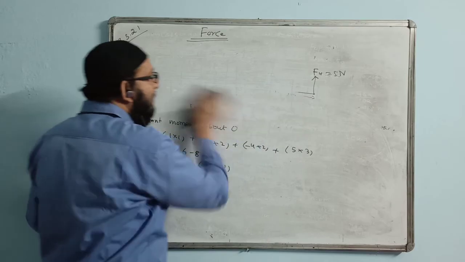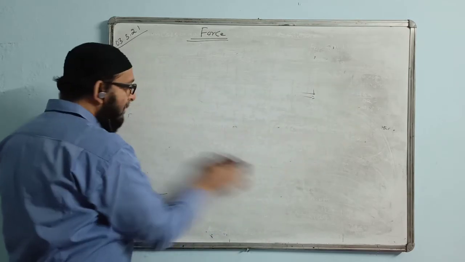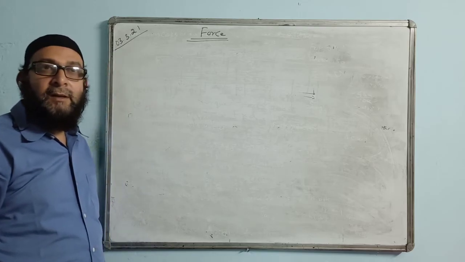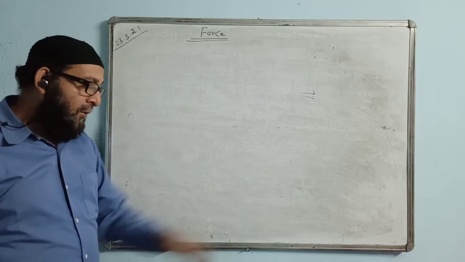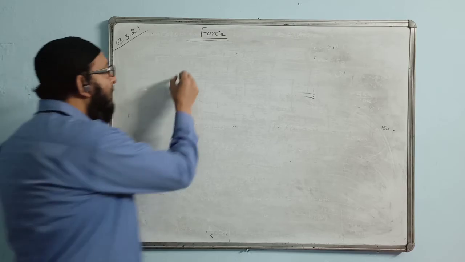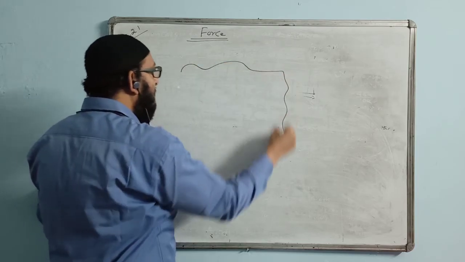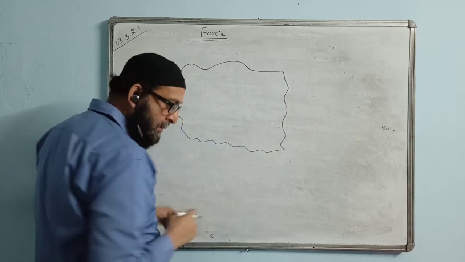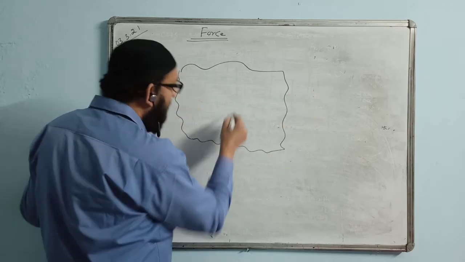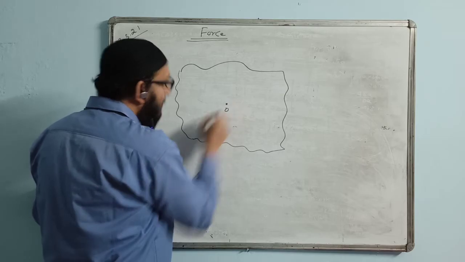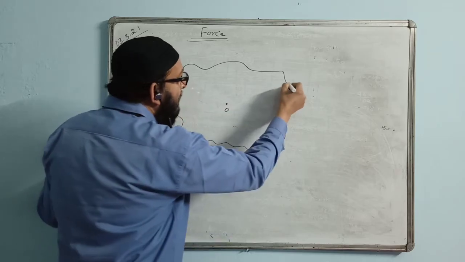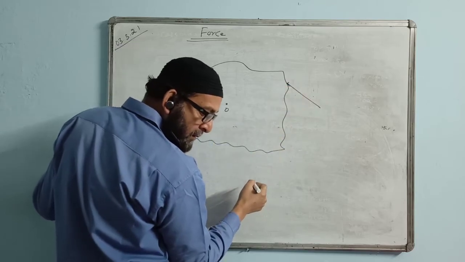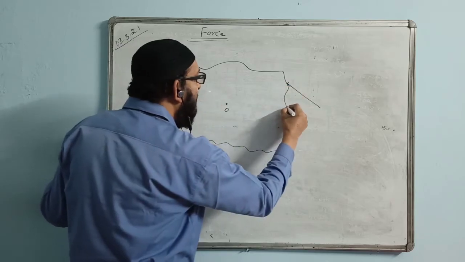Now, one more last question we will do, and this chapter is done. They are giving a quite simple question. One question is given in the specimen paper. From there, I am giving you. They are showing an irregular lamina like this. Irregular shaped lamina, and they have given a point O over here. They are showing the different forces here. Another force is given like this.